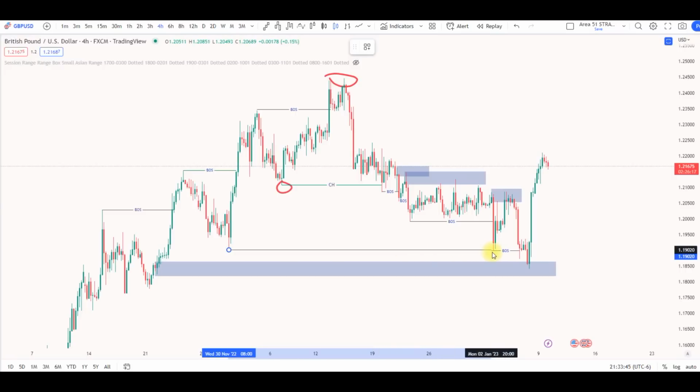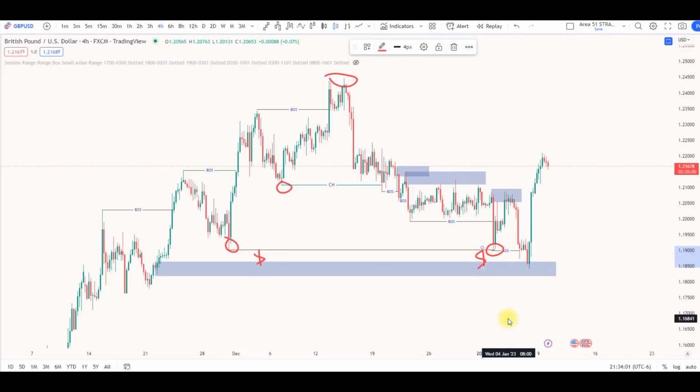So watch out for this. We have this low and this low being equal. What happens here is a lot of traders have been buying from here and putting their stop losses down here. Therefore, the big players, all the big institutions, know this is an obvious area where a lot of retail traders are going to be buying and putting their stop loss down here.